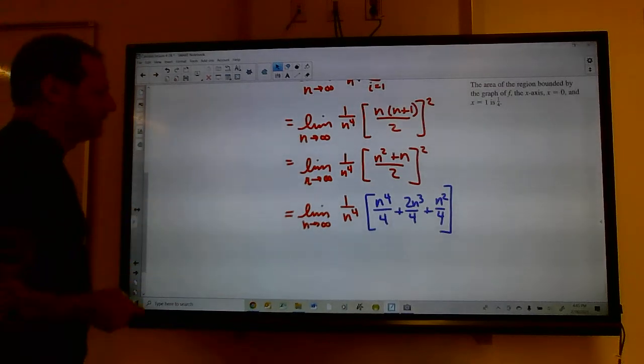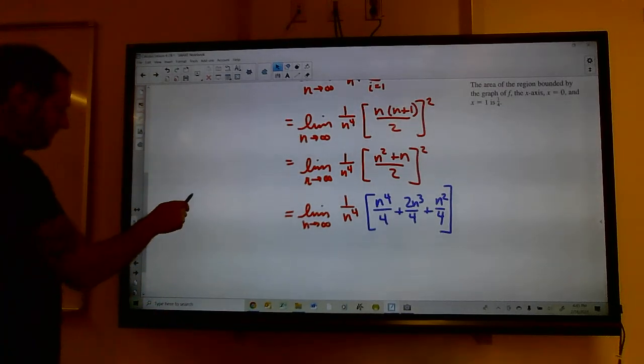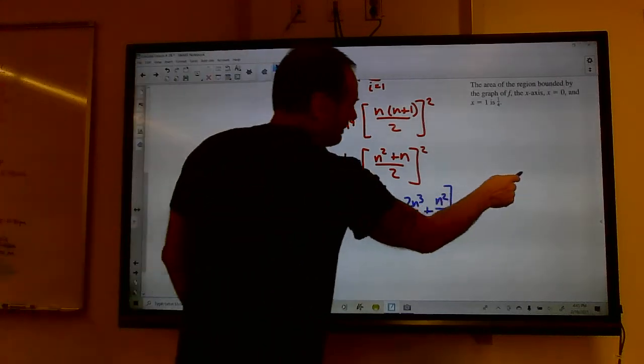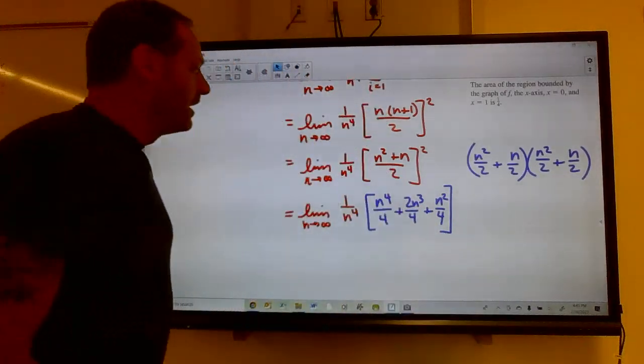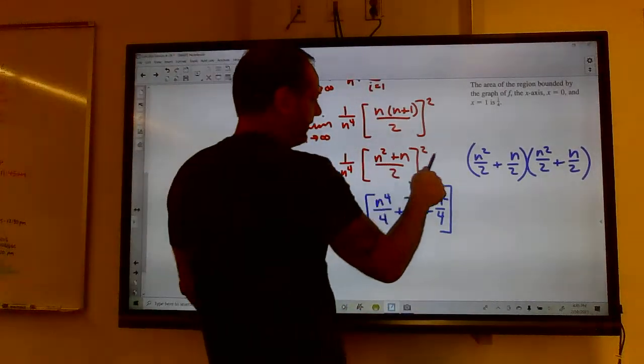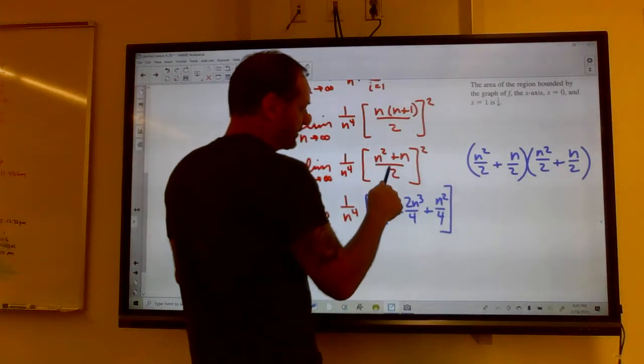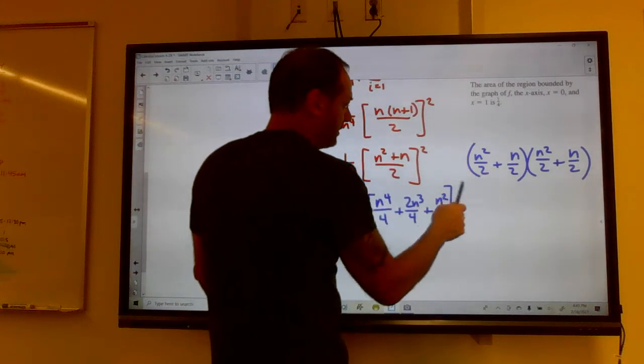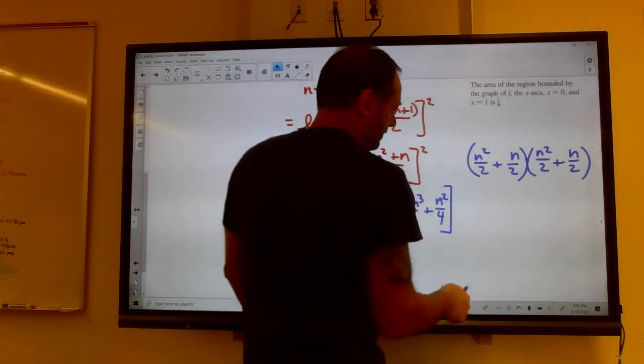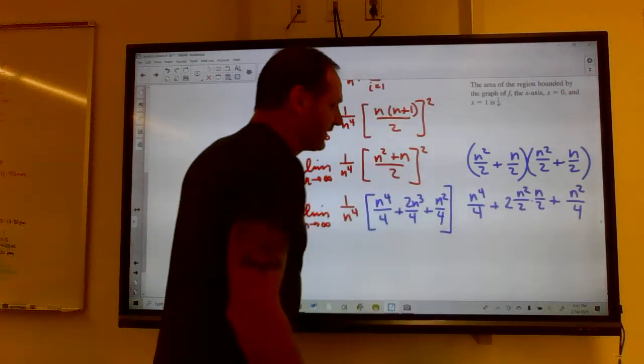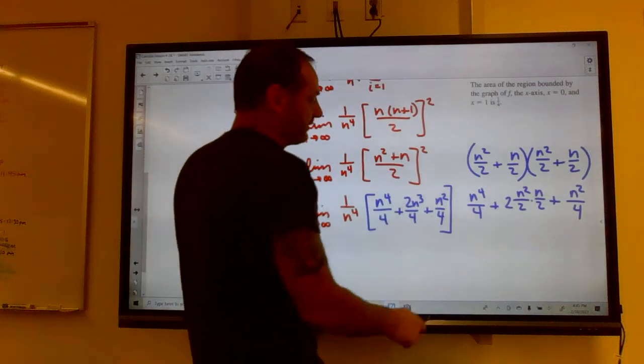Thought I had that over here. Thought I worked that out. Is it over here? Yep, okay, here we go. So for your convenience, I broke this apart. This is n squared over 2 plus n over 2, and then I squared that. And then I FOILed it, okay?